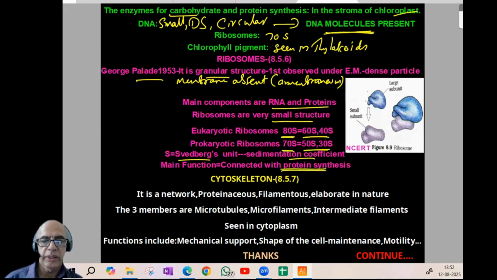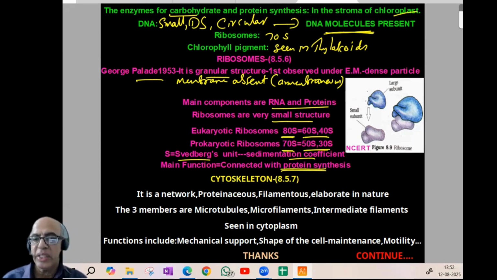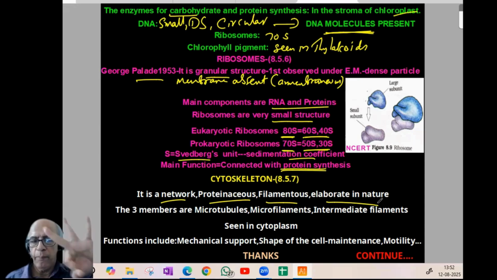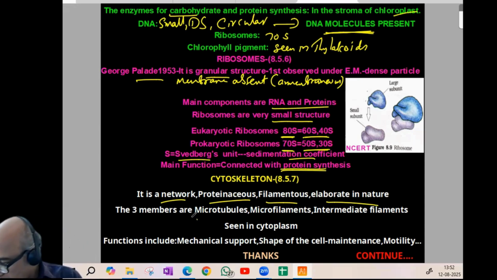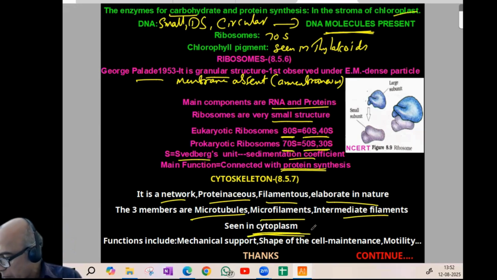Now comes the last structure in this discussion, cytoskeleton, 8.5.7. So what is meant by cytoskeleton? From the term itself, we can get skeletal structure, giving support. So it is a network. It is chemically proteinaceous. It is normally filamentous. It is elaborate in nature. And the three main components or parts are microtubules, microfilaments, intermediate filaments. And where it occurs, it is seen in the cytoplasm, important.